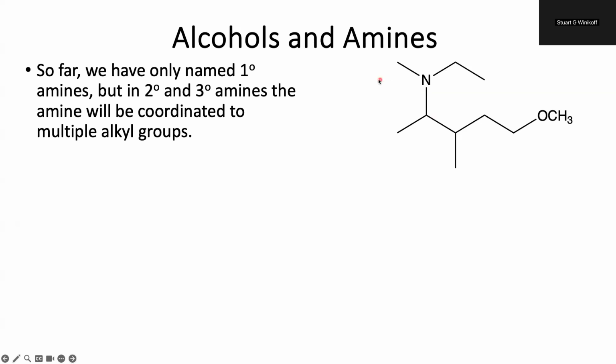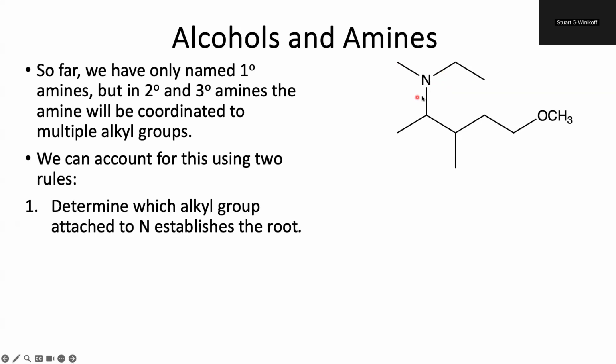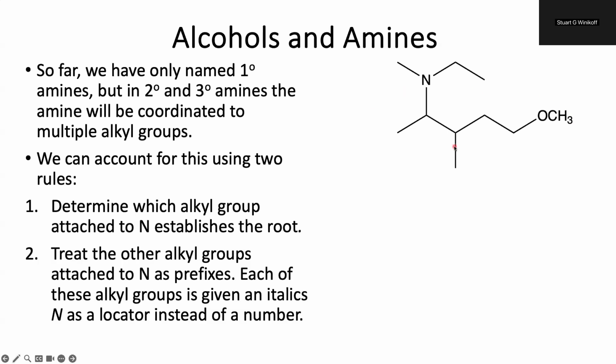However, when working through our naming, we've only talked about cases where our amines are primary amines, as in they're NH2 groups. But part of the issue is that amines can also be secondary or tertiary. In these cases, this means they have multiple carbon atoms bound to that central nitrogen. So we can account for it by first identifying our main alkyl chain. In this case, it's going to be our longer main chain here. So that's going to establish the root. Then we're going to treat the other groups as alkyl groups.